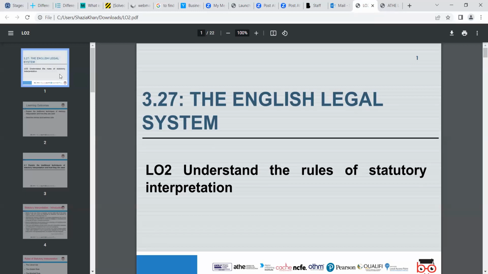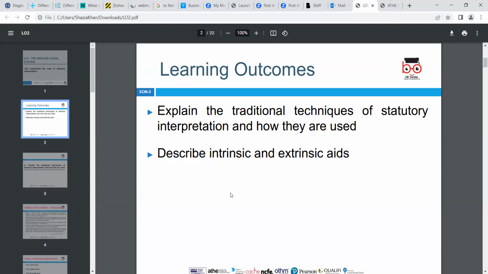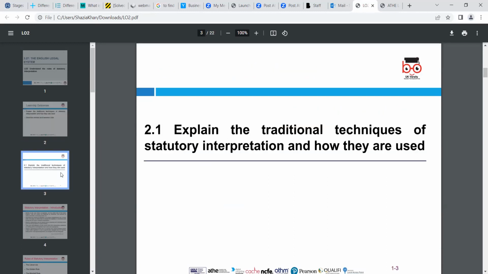Now we're going to be looking at learning outcome 2, which is looking at understanding the rules of statutory interpretation and the importance of statutory interpretation. So the learning outcome is to explain the traditional techniques of statutory interpretation and how they are used, and to describe intrinsic and extrinsic aids. So 2.1 we'll look at explaining the traditional techniques of statutory interpretation, how they are used, and what statutory interpretation is.